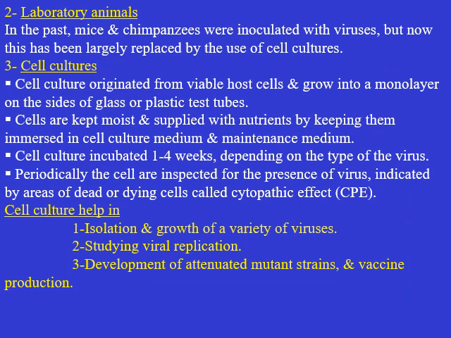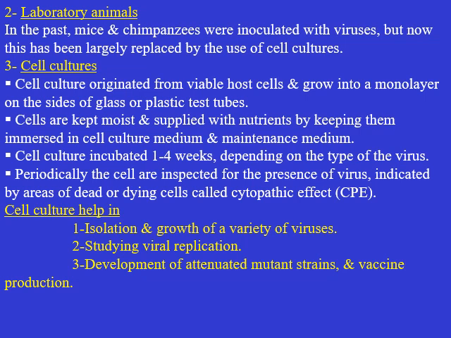The second form of living system is using laboratory animals. This was used in the past. Mice and chimpanzees were inoculated with the viruses, but now this has been largely replaced by the use of cell cultures. Now we will come to cell cultures.